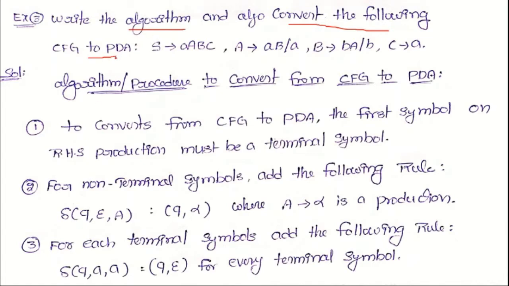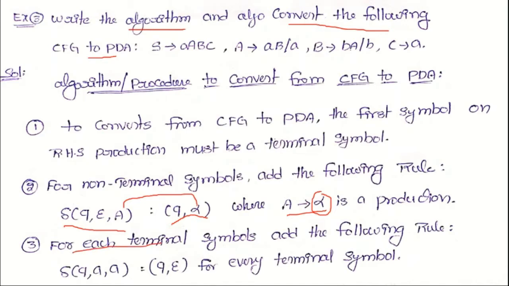Next, to convert from CFG to PDA, we have two rules. One is for non-terminals, another one is for terminals. For a non-terminal symbol, we add a rule: delta of q, epsilon, A gives q, alpha. Here A is written with alpha because there is a production A derives alpha. Alpha contains any number of symbols, and those symbols must start with a terminal symbol.